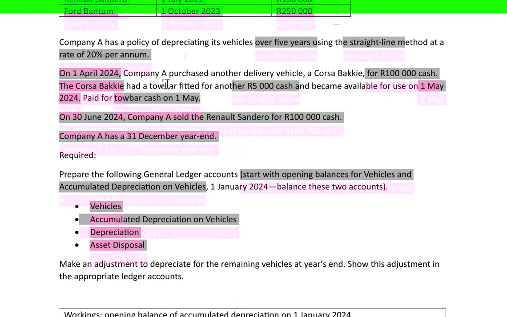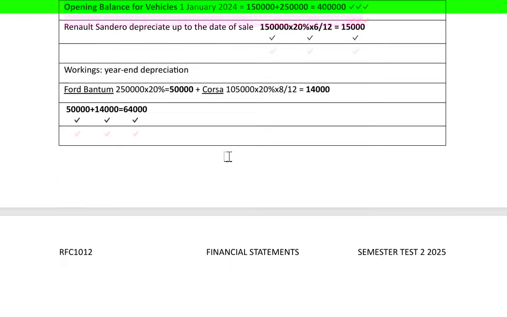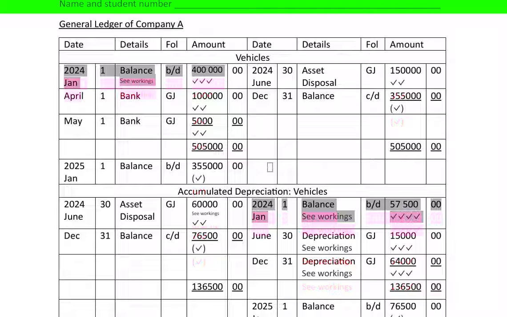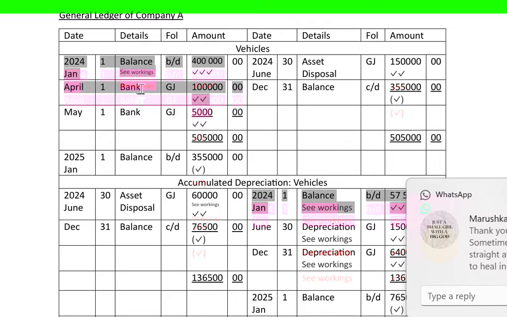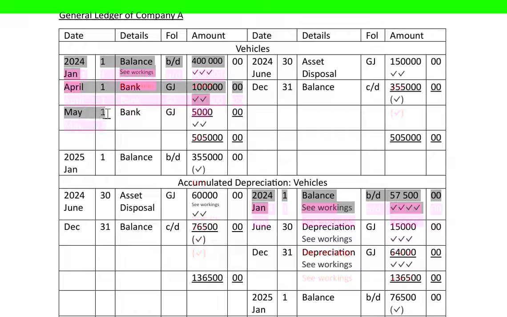On the 1st of April, Company A purchased another delivery vehicle for 100,000. On the 1st of April, a vehicle was purchased. So we go and put that information into the vehicles account. It was purchased on April the 1st, cash, so we put bank under details, for 100,000 Rand.